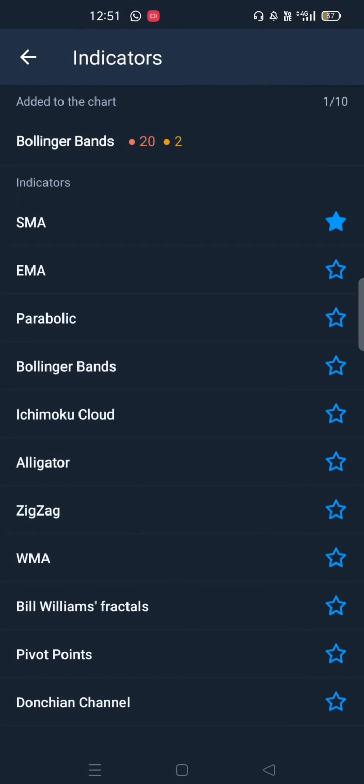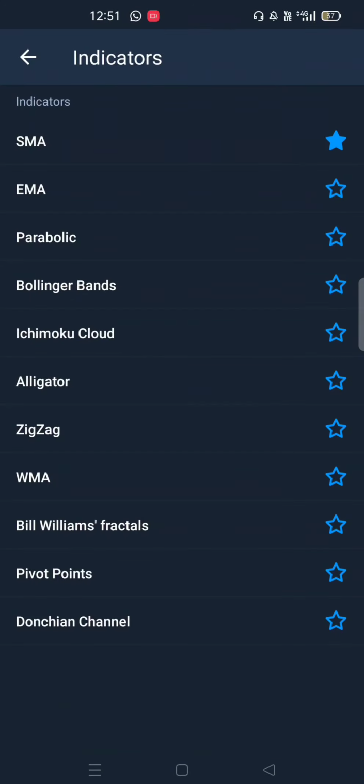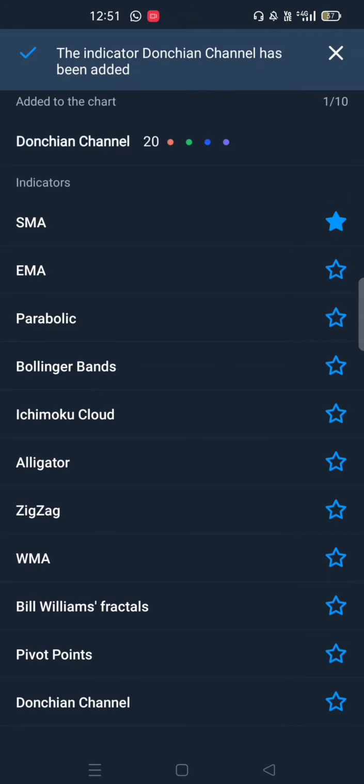So in case you want to remove this indicator from the chart, we just go back to the indicators tab, go to indicators, click on it, then delete.